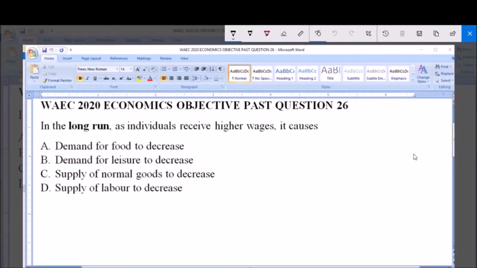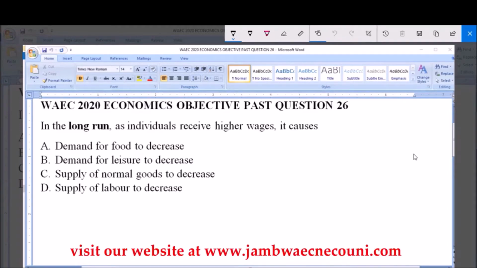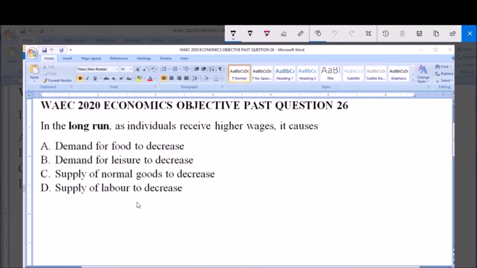Hello and welcome. I will be answering WAEC 2020 Economics Objective Past Question 26. In the long run, as individuals receive higher wages, it causes A, demand for food to decrease, B, demand for leisure to decrease, C, supply of normal goods to decrease, D, supply of labor to decrease. So we are asked for the effect of higher wages in the long run.